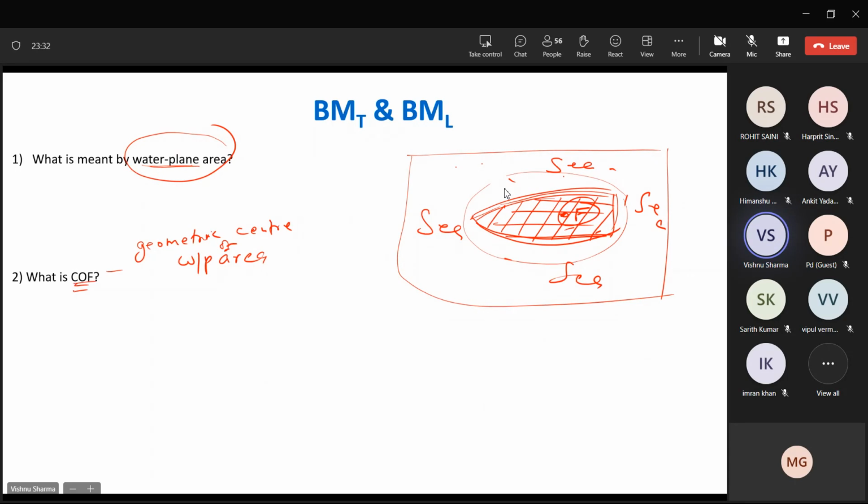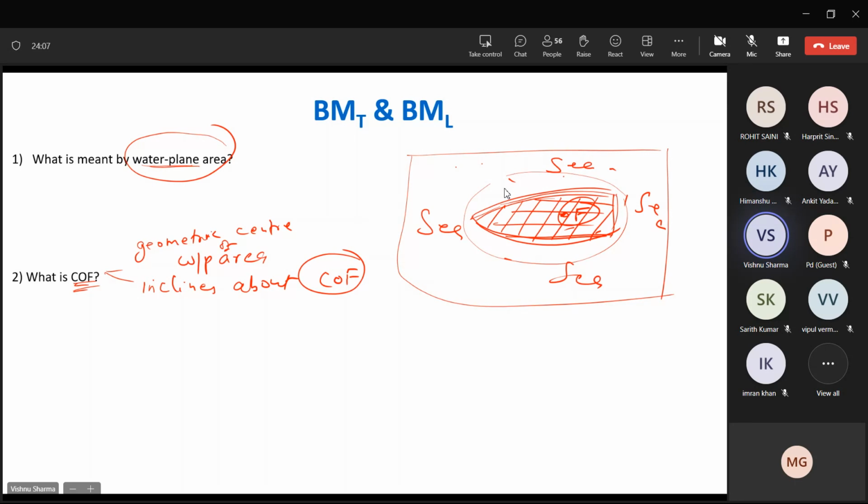What is the significance of center of flotation in ship stability? It's a very, very important point to us. Through experiments, it has been determined that when the vessel inclines, whether change in trim or change in list, or pitches or heels, so whenever the ship inclines, it inclines about its center of flotation. The axis is passing through the center of flotation. So that is the importance of this point.